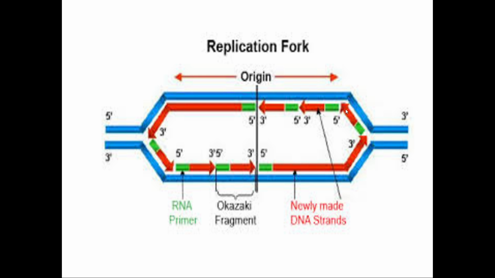It also explains this diagram where we say that the leading strand is being produced continuously, whereas the lagging strand is being produced discontinuously from the front to the back. This is going from the back to the front in the direction of the replication bubble. The lagging strand is being produced from the front to the back.